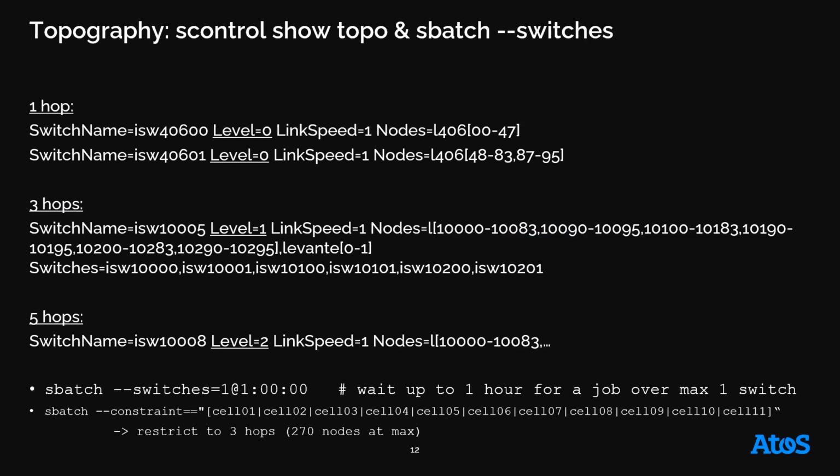What the cluster has is 3 levels of switches to connect all the nodes in the system. And you have some control over how you want your jobs to be laid out on the system. Slurm will always try to put your job as close together as possible.